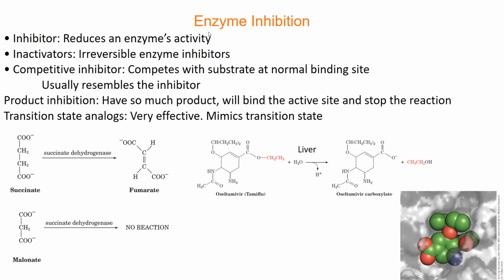And the first one we're going to talk about is called the competitive inhibitor. What a competitive inhibitor does is that it binds at the same site as your substrate. So that's why I'm saying compete with substrate at normal binding site. It will try to bind at that same exact place. Therefore, if I'm trying to bind at the same exact place, it makes sense that it usually resembles the substrate.